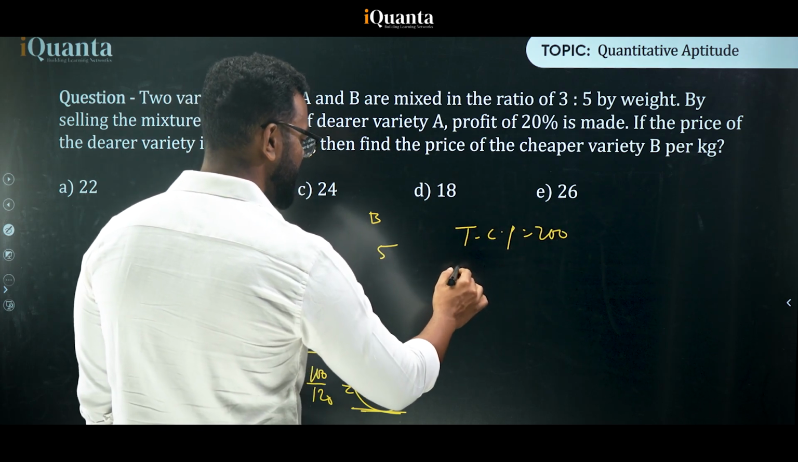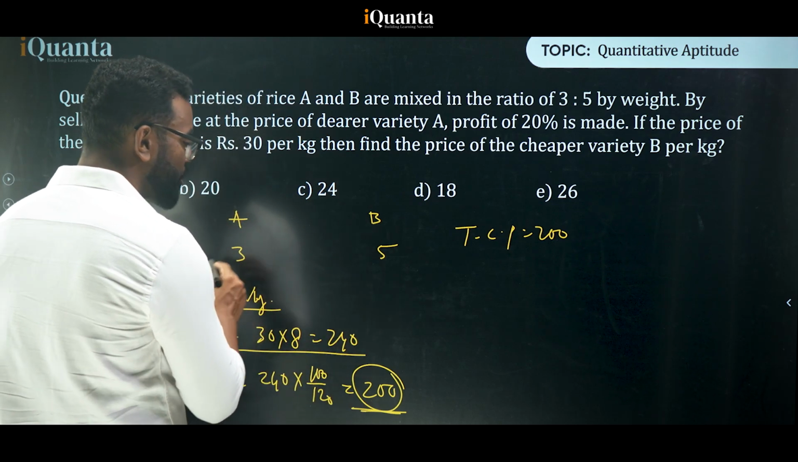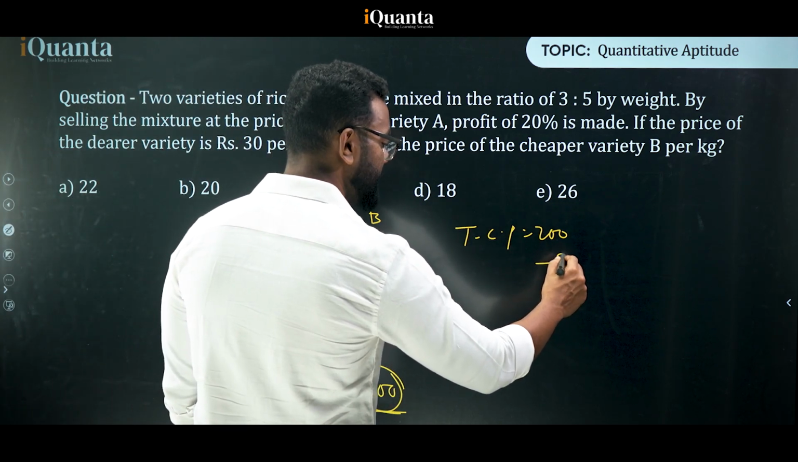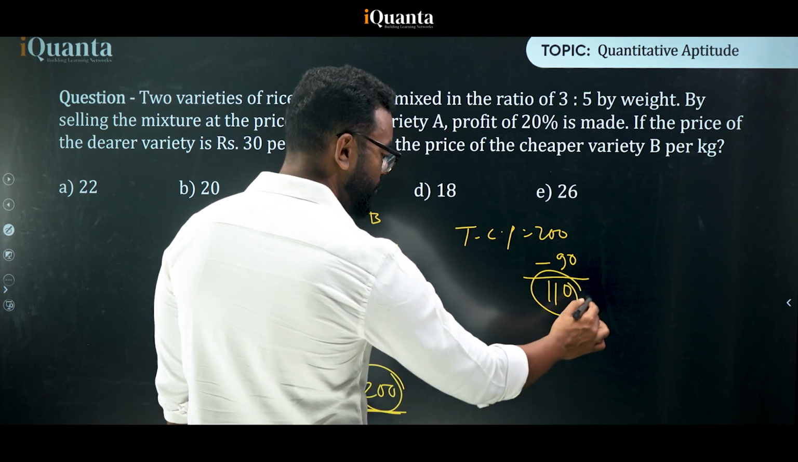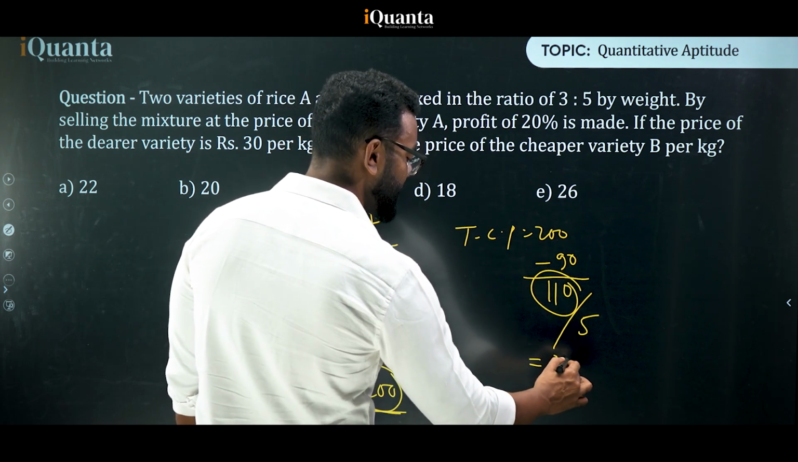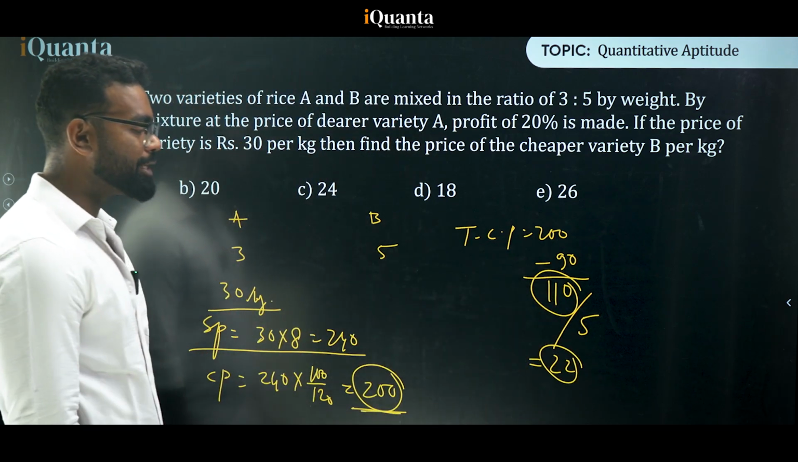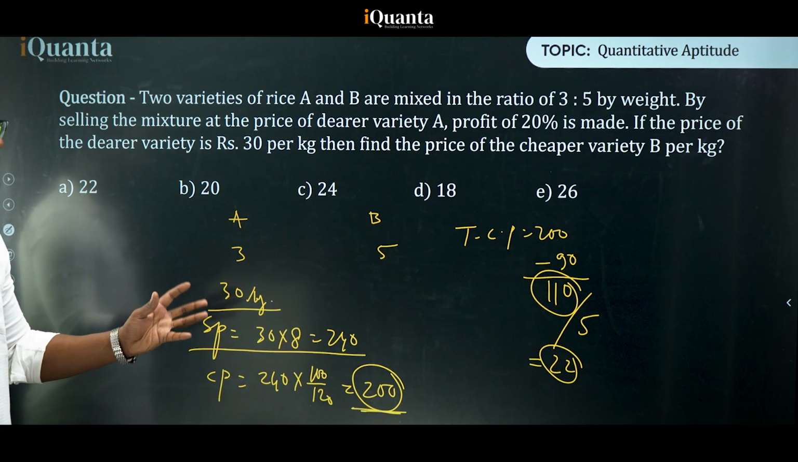That is A plus B. So what is the cost price for the A product? 3 into 30, that is 90, is the cost price of the A product. So 110 is the cost price of the B product for 5 kg. For each kg it has to be 22. So 110 for 5 kg, for each kg it has to be 22. So you can solve this question in one line also.